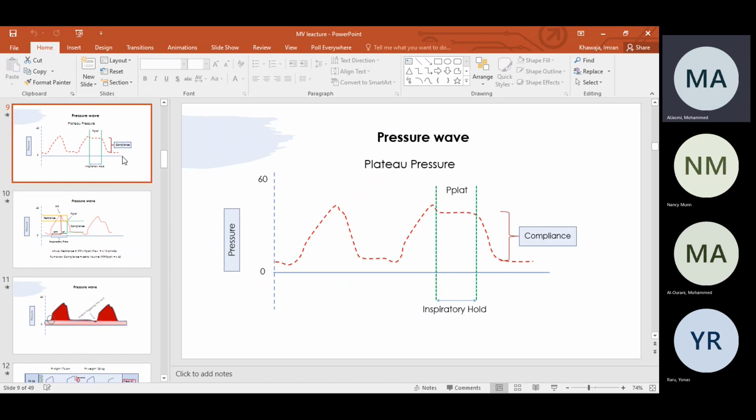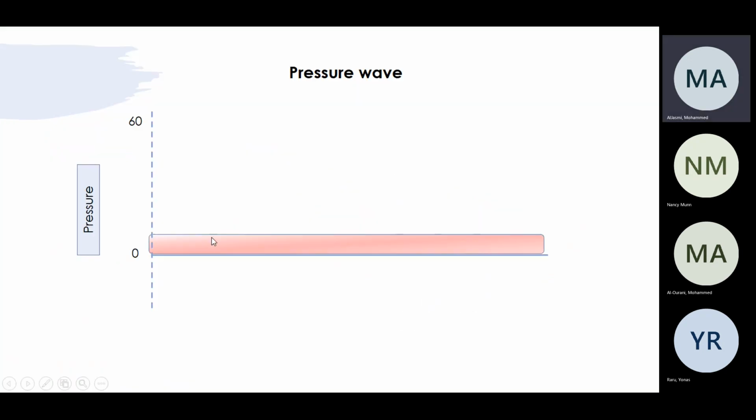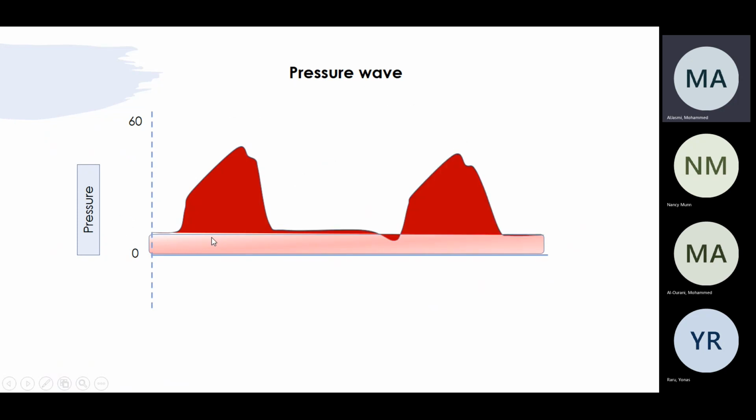So we talked about the inspiratory hold and how we measure the plateau pressure, okay? And we talked last time about how, when we look at the mechanical ventilation wave, we can see if the patient is doing any pressure or triggering the vent or not. There is a color change. If there is a color change, that specific color is a spontaneous breathing. If it's not, you will see if your patient is triggering the vent, that the patient is trying, is that right? Trying to take a breath.